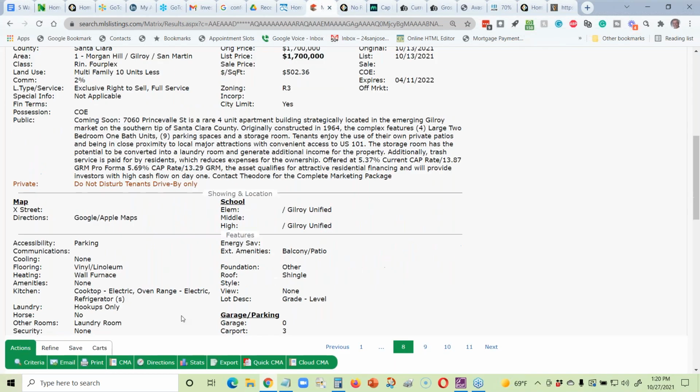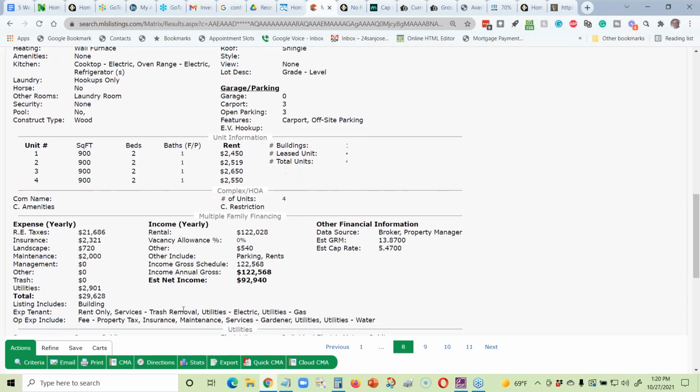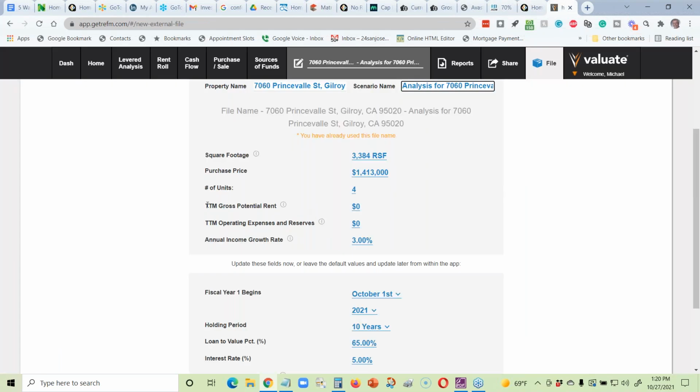Right. Now, I need to add all this up. Where are we? Back here. So what is the rental? It's 122,028, right? Is the gross rental. They don't have any vacancy factor. Income, scheduled gross. So let me go back here. TTM is trailing 12 months of potential rent, and TTM is trailing 12 months of expenses.